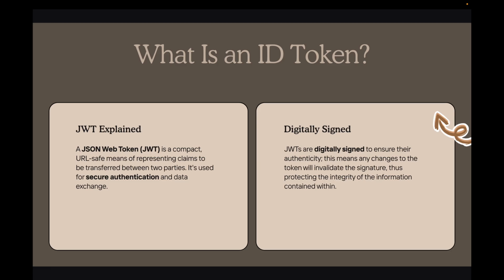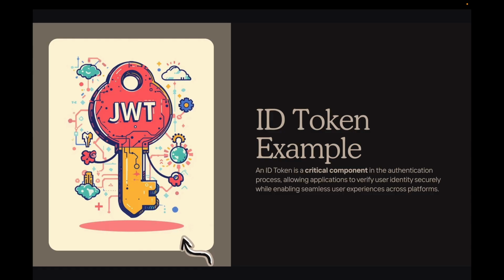An ID token is a JWT, which stands for JSON Web Token. It is digitally signed, tamper-proof, and time-limited. Because it is signed by the identity provider, the application can trust its content after verification. To get an idea of how a JWT looks, you can watch my previous video on JWT tokens.